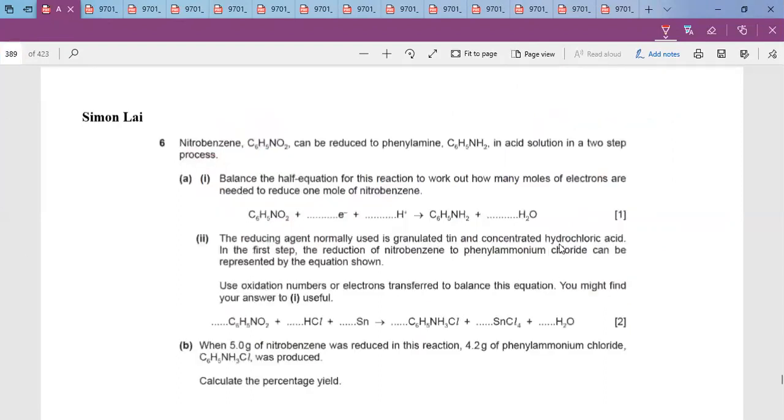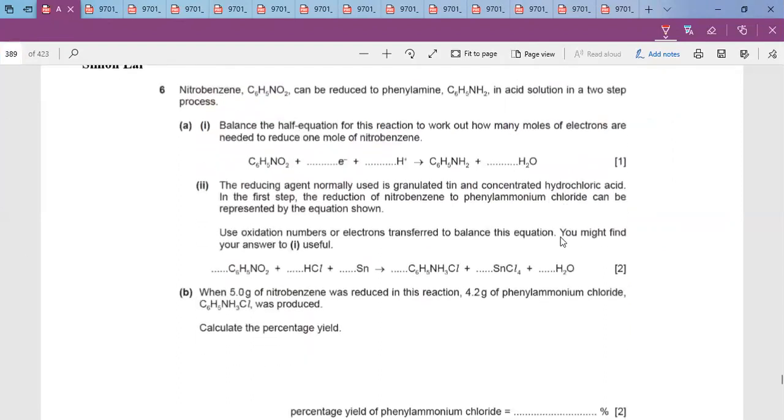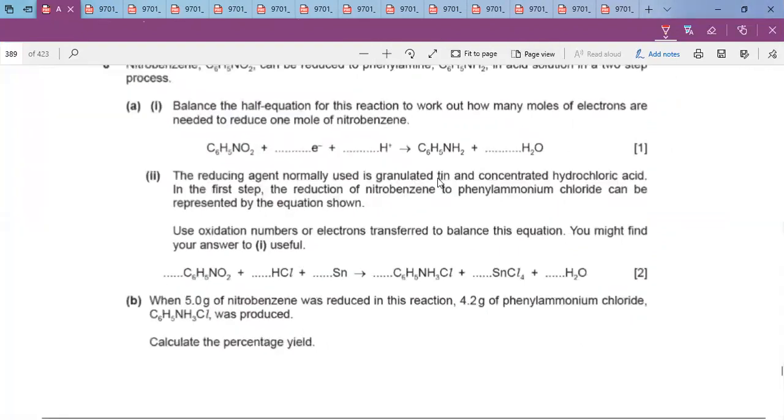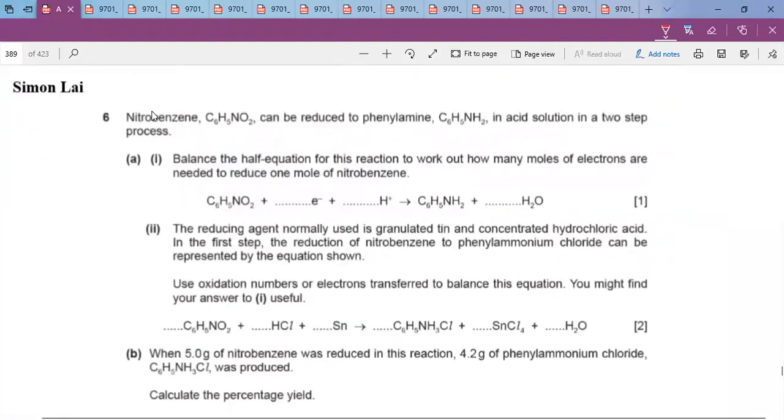So this is the famous question. Let's read carefully. I want to make it bigger. Nitrobenzene here can be reduced to phenylamine, which we did before, right? How to produce it? What do you use from here to here? We use tin and what? Concentrated HCl. Now this is the thing they are testing you.